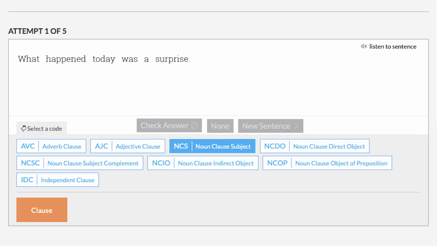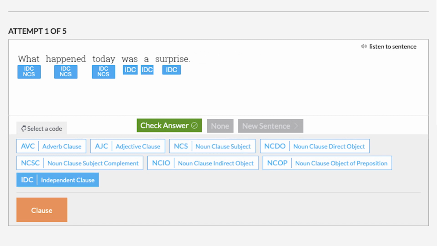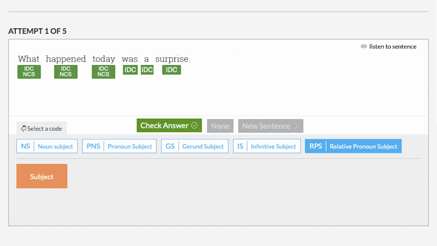An example of a complex sentence with a noun clause functioning as the subject of the sentence. What happened today was a surprise. What happened today is a noun clause functioning as the subject to the verb was. What was a surprise? What happened today was a surprise.